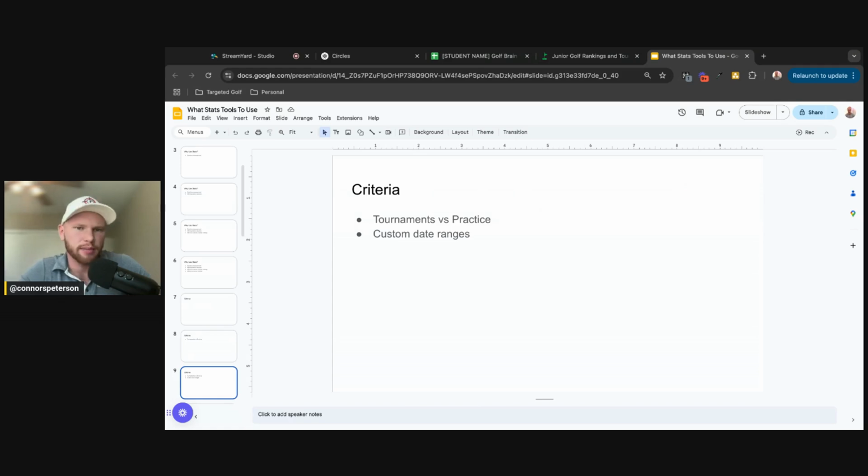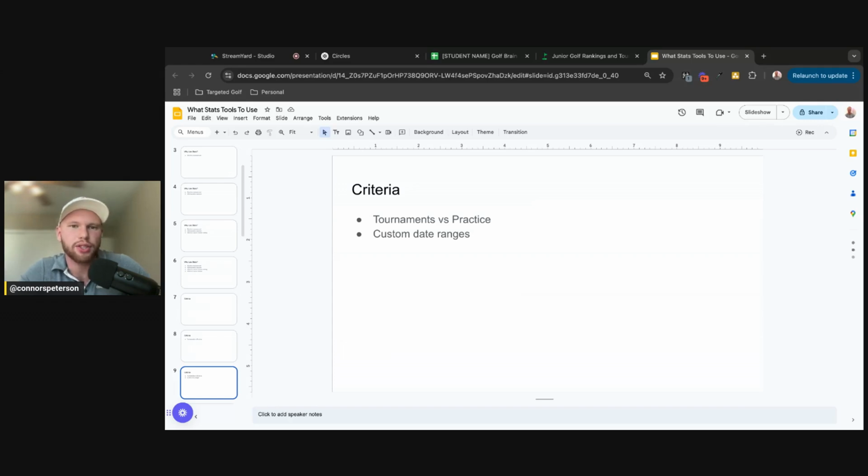Next one is custom date ranges. This disqualifies a lot of stats tools out there. And the reason for that is you want to be able to look at your numbers and say, I made a change here. How has that impacted my statistics? If you don't have this, it's like, well, hey, the last 10 or the last 20 rounds or this strokes gained or whatever. It's like, who cares?